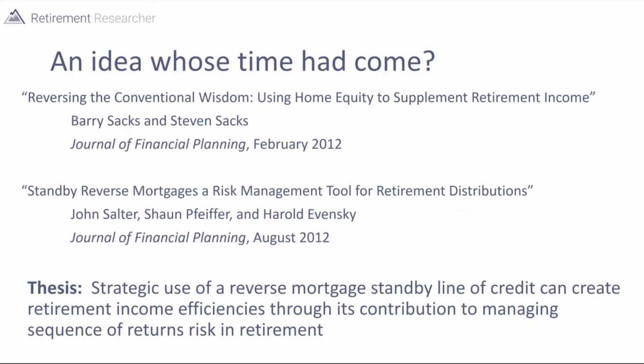And they both set it up in different ways. The Sachs and Sachs version looked at an approach where if there was a negative portfolio return in the previous year, spend from the reverse mortgage this year, and they didn't have any sort of voluntary repayments if markets recovered. And then the Salter, Pfeiffer, and Avinsky approach, they were all through Texas Tech University.